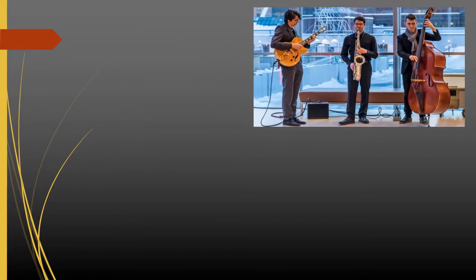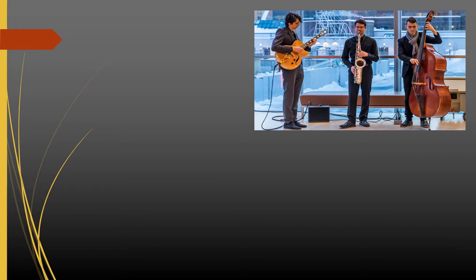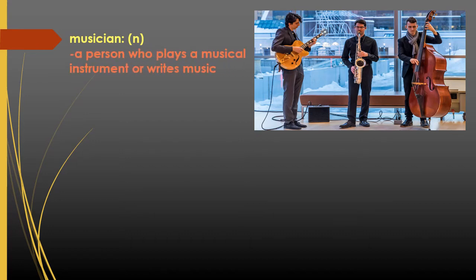Okay guys, what can you see here in this picture? I can see here different kinds of musicians. And the singular of musicians is musician. Musician is a noun. What do I mean by musician? A person who plays a musical instrument or writes music. For example, the competition recognizes talented young musicians.